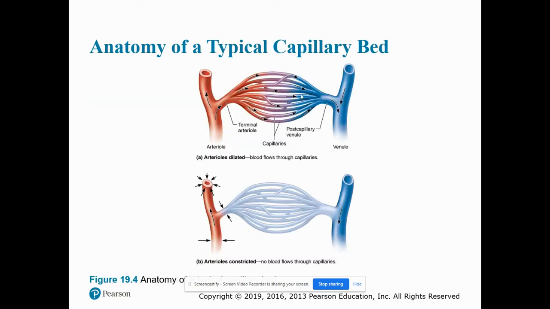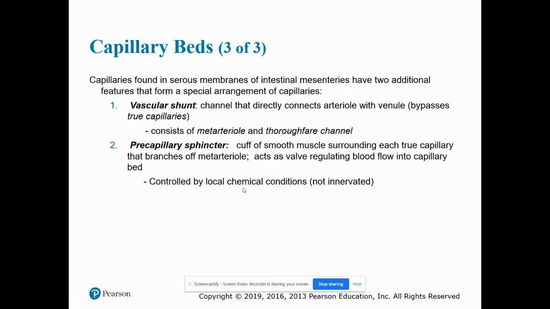So here we have arteriole, terminal arteriole, and blood is flowing through here. But if we vasoconstrict here and here, blood will no longer pass through this capillary bed and it'll be shunted somewhere else.